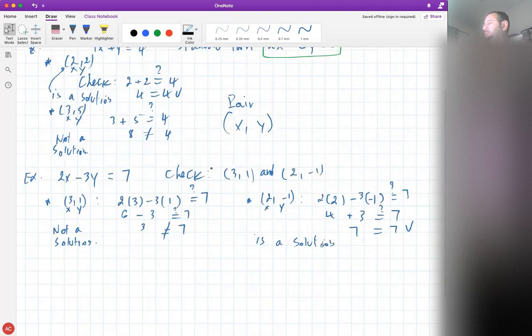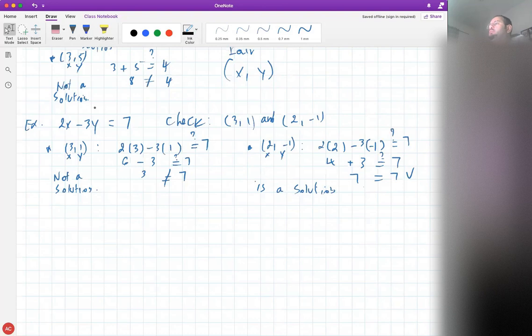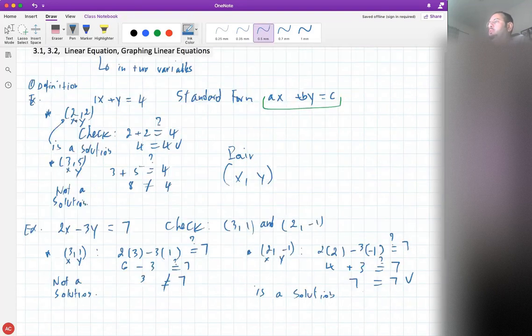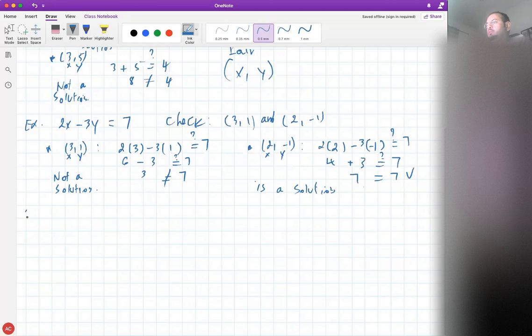And so let's see how to, for example, this one here. These are a couple of pairs we tried. This is not a solution. This one is a solution. But let's see how to graph the line. Let's see how to graph a line that represents all the pairs. See how to graph it. So call that graphing.